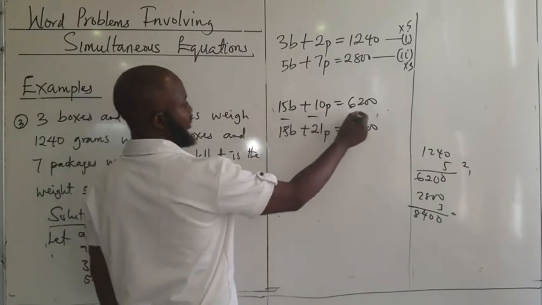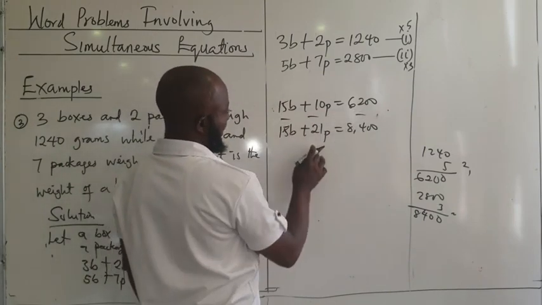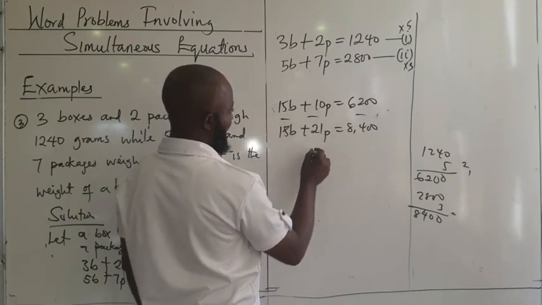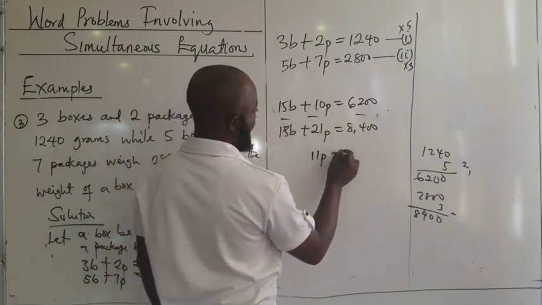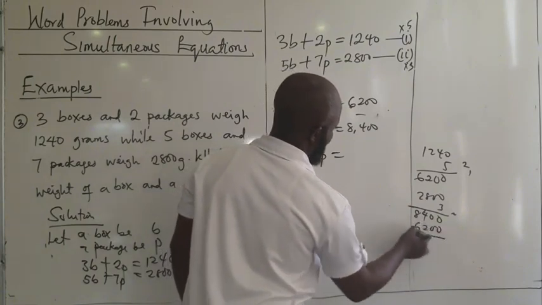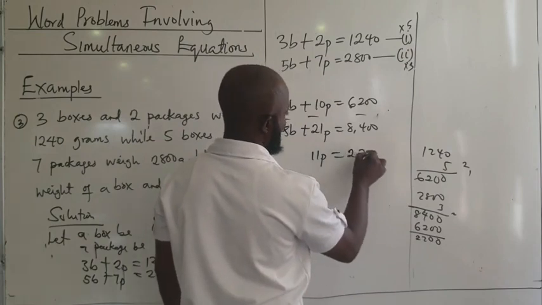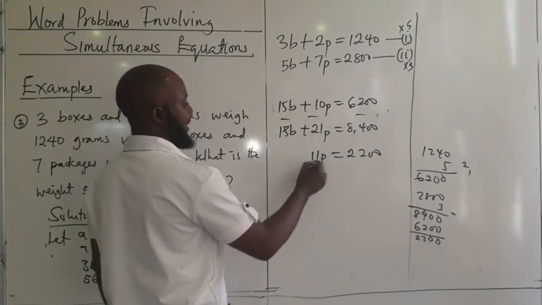So minus, minus, minus. Let's subtract this from this. This from this gives us 0. So that's 21P minus 10P, that is 11P. Then 8,400 minus 6,200, we have 2,200. So we divide both sides by what?